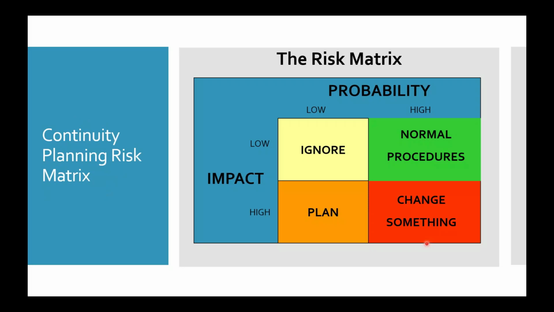This is an important slide. This is something I really want to focus attention on, because continuity planning falls into essentially 4 buckets: an ignore bucket, a normal procedures bucket, a planning bucket, and a change bucket. We look at 2 aspects of continuity planning: the probability of an incident, low or high, and the impact of an incident, low or high. We use that to determine what quadrant that incident falls in and then what actions we should take.